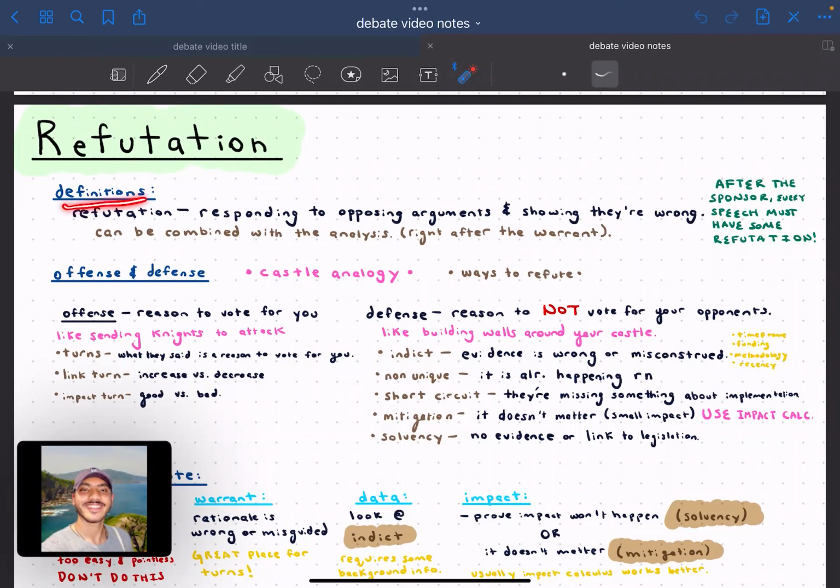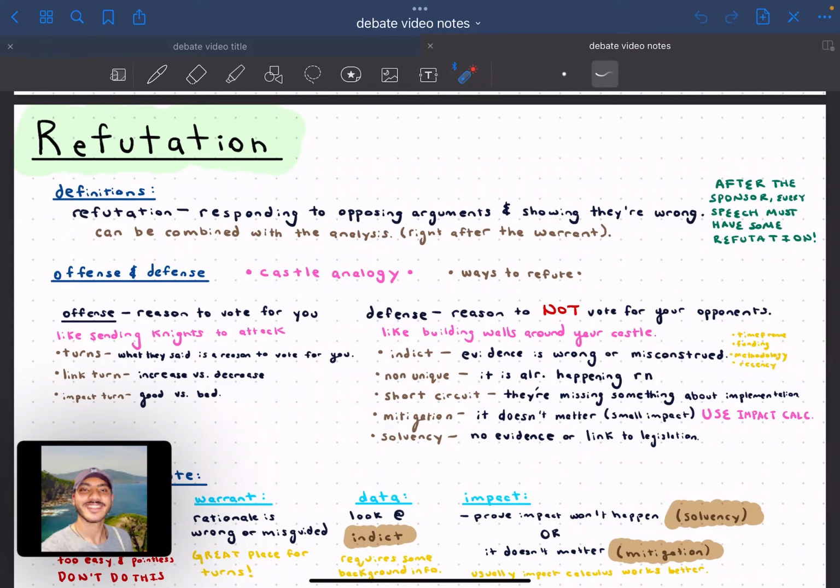First, some definitions. Refutation is responding to opposing arguments and showing that they're wrong. That's the simplest way to explain it. You have an opponent, they have their arguments. Refutation is showing why they're wrong and you're right. And this can be combined with the analysis right after your warrant, right? And after the sponsor, every speech must have some refutation. This is a really important aspect.